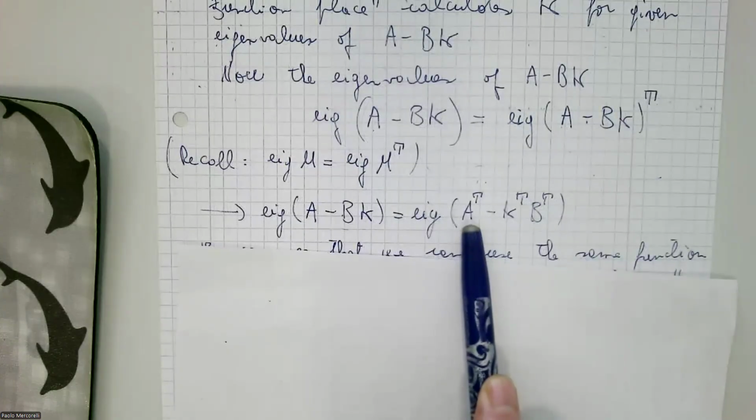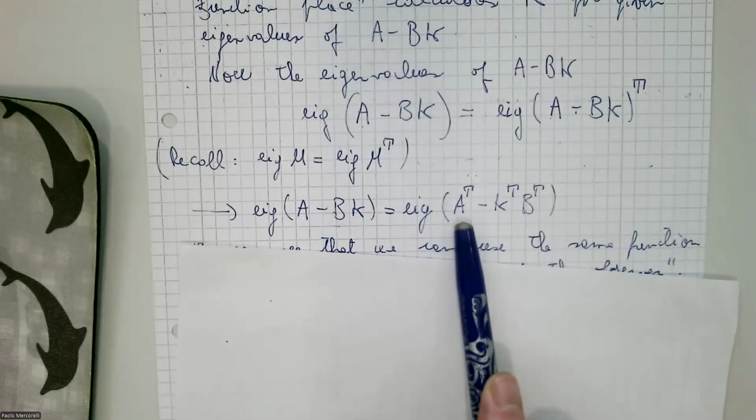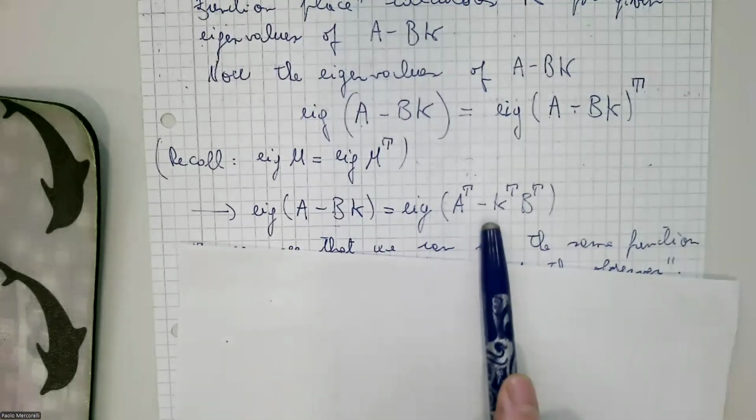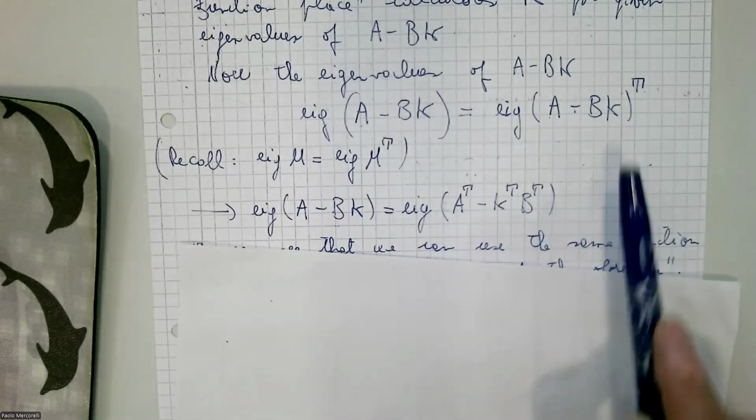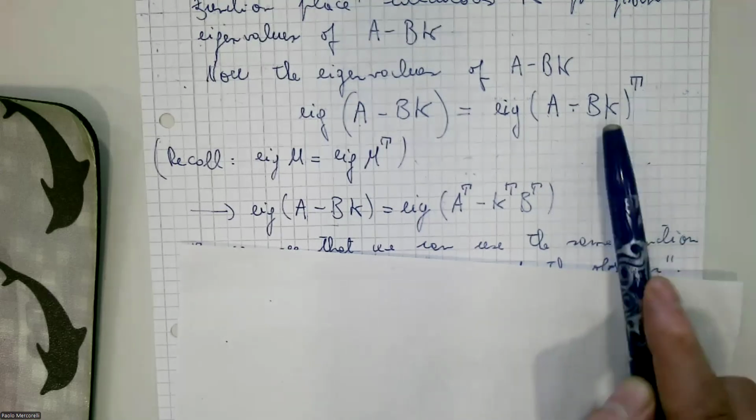Now we can understand a little bit where this rule comes from. Minus K transpose multiply B transpose. We can see here, because I have to invert the order when I distribute the transposition.